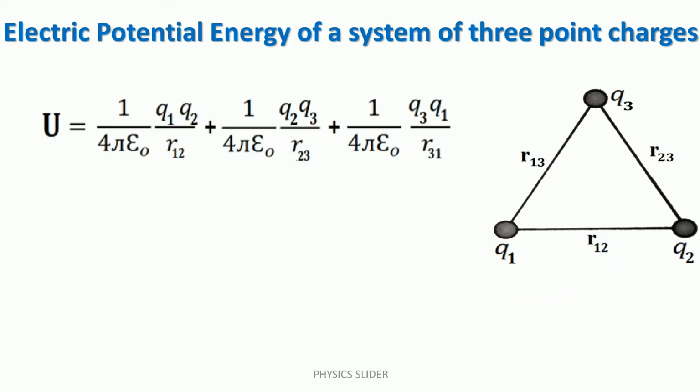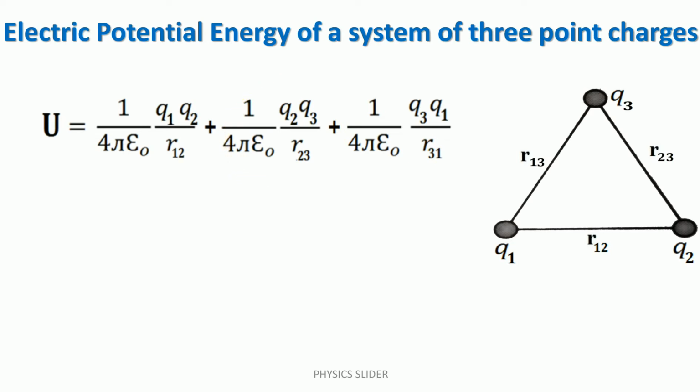Let's see. It will be given as the algebraic sum of all the electric potential energies for individual pairs. So for the pair of q1 and q2 separated by a distance r12, the potential energy will be 1 upon 4 pi epsilon naught q1 q2 upon r12. For the pair q2 and q3 separated by a distance r23, the electric potential energy will be 1 upon 4 pi epsilon naught q2 q3 upon r23.